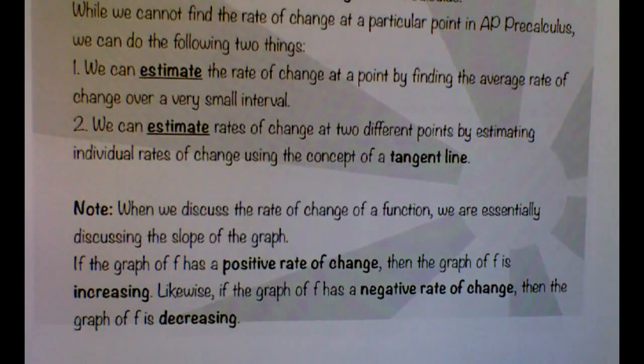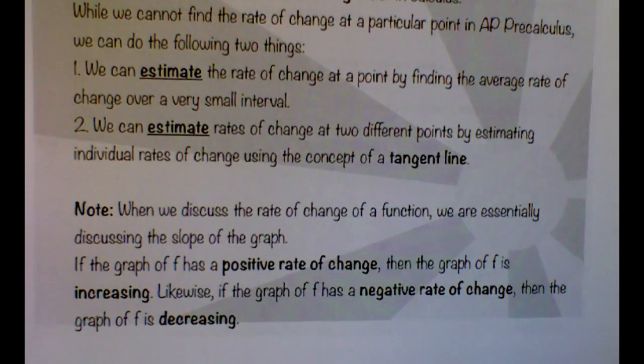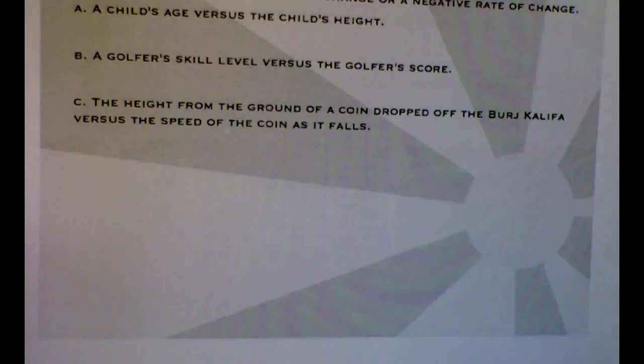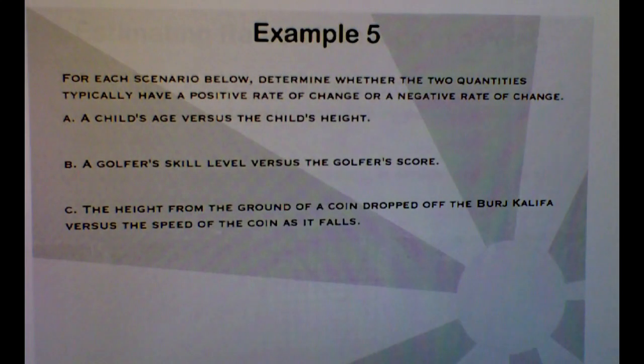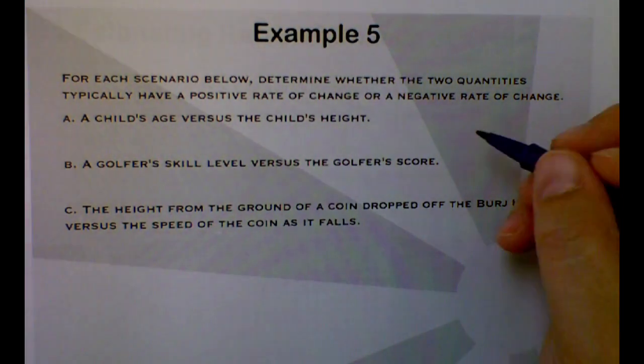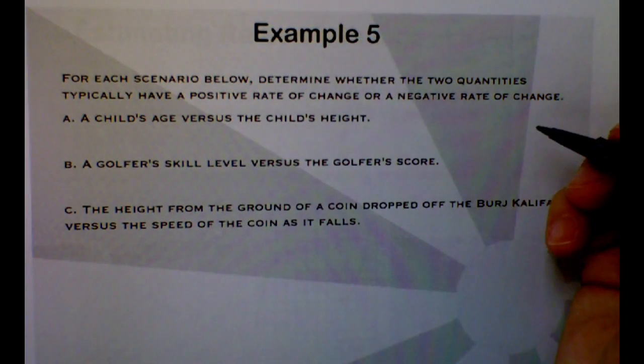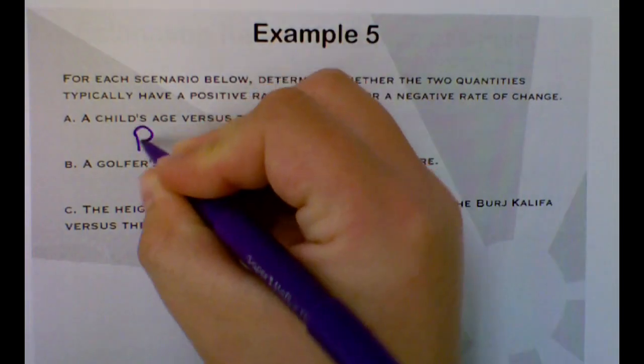Note, when we discuss the rate of change of a function, we are essentially discussing the slope of the graph. If the graph of f has a positive rate of change, then the graph of f is increasing. Likewise, if the graph of f has a negative rate of change, then the graph of f is decreasing. So at this point, we are going to find if the two quantities have a positive rate of change or a negative rate of change. So as one goes up, is the other going up or down? A child's age versus the child's height. Generally, the older you are, the taller you are as a child. So this would be a positive rate of change.